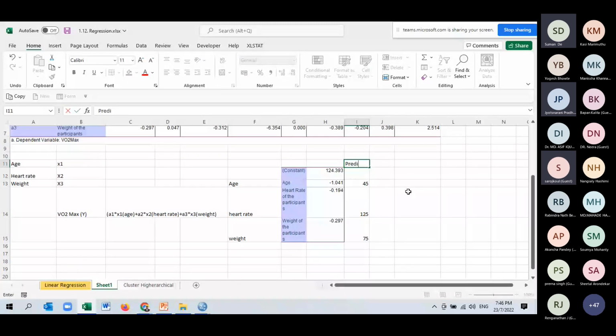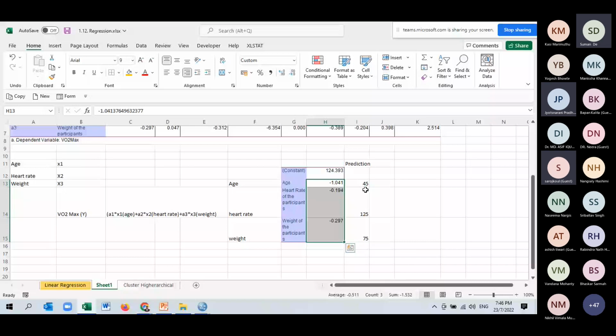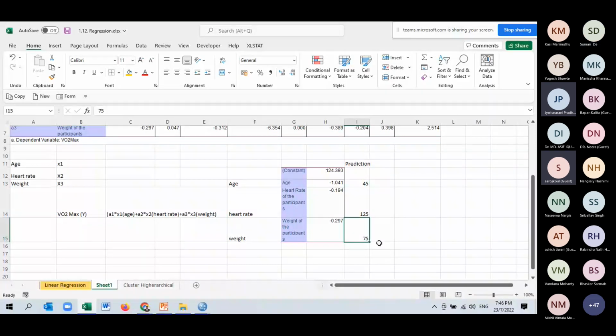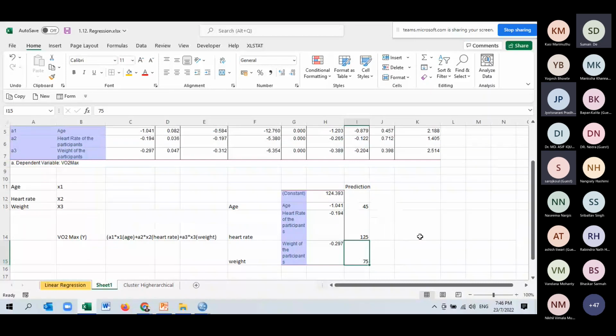We have the constant. We have the unstandardized coefficient. And you have one candidate. His age is 45, his heart rate is 125, and body weight is 75. How much VO2 max will the candidate have?